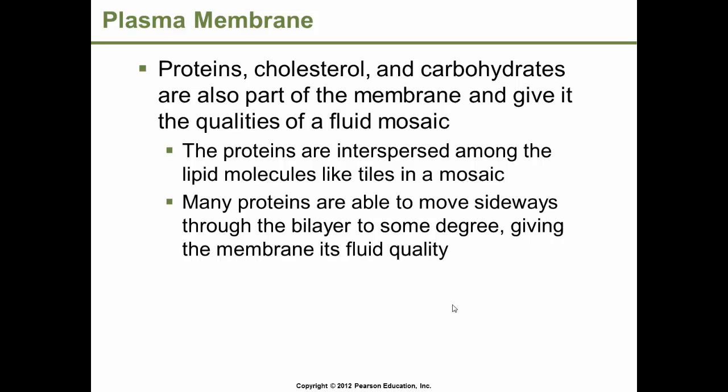Proteins, cholesterol, and carbohydrates are also part of the membrane and give it the qualities of a fluid mosaic. The proteins are interspersed among the lipid molecules like tiles in a mosaic. Many proteins are able to move sideways to a slight degree through the bilayer, giving the membrane its fluid quality.